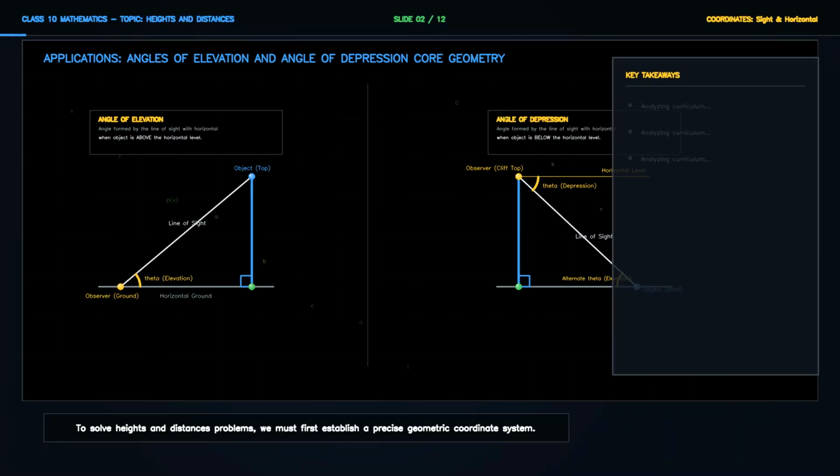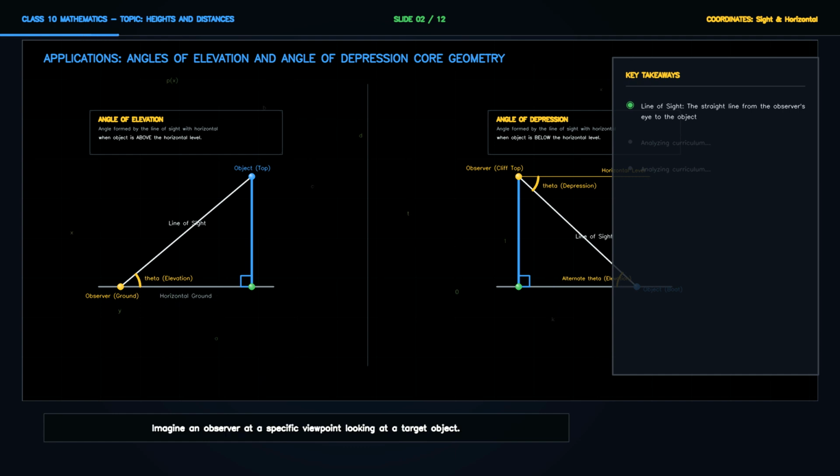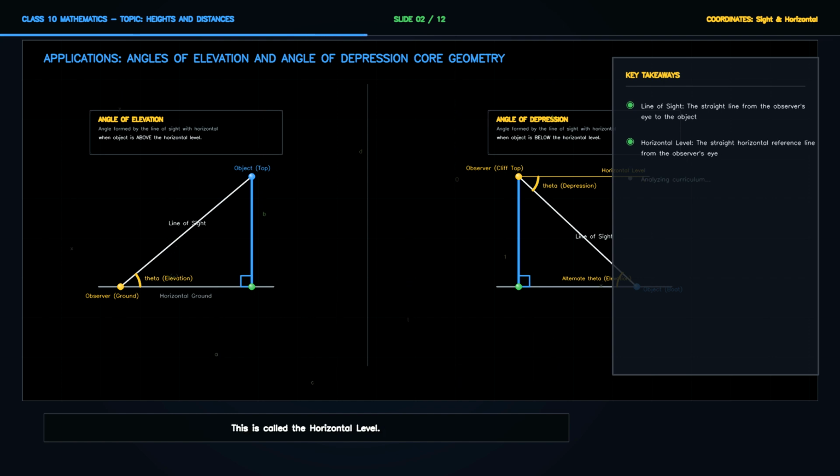To solve heights and distances problems, we must first establish a precise geometric coordinate system. Imagine an observer at a specific viewpoint looking at a target object. The line drawn directly from the observer's eye to the target object is called the line of sight. Now, draw a straight horizontal line starting from the observer's eye. This is called the horizontal level. Together, the horizontal level and the line of sight define the basic visual coordinates.